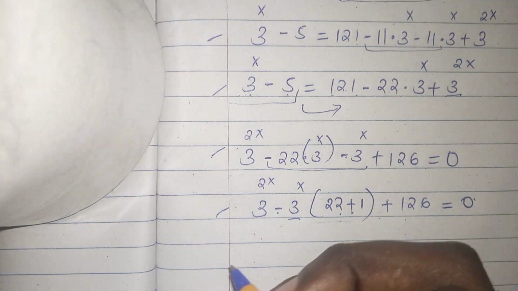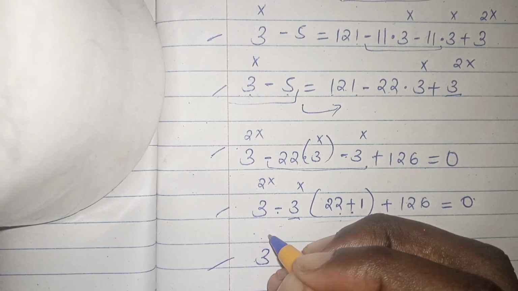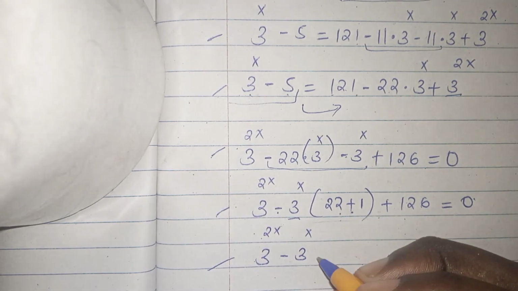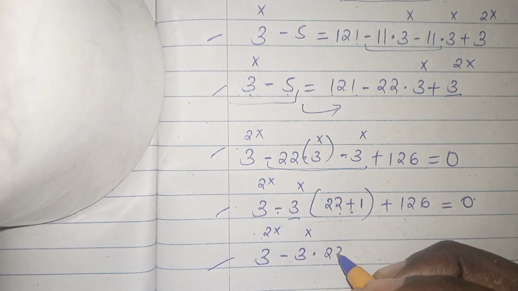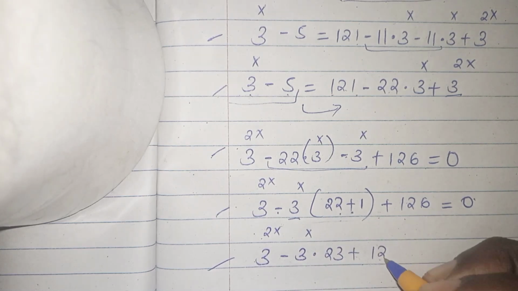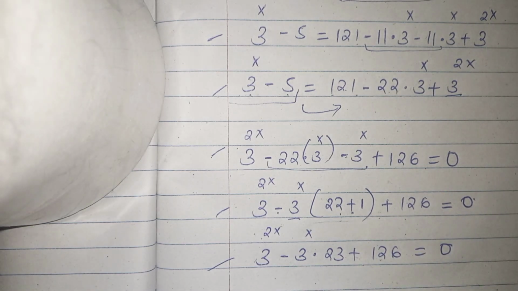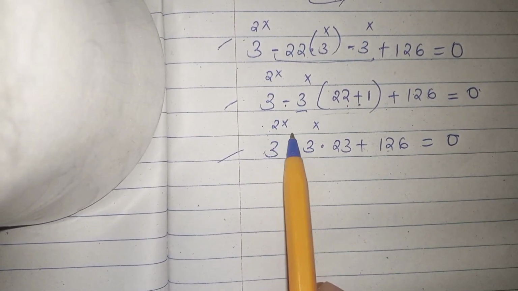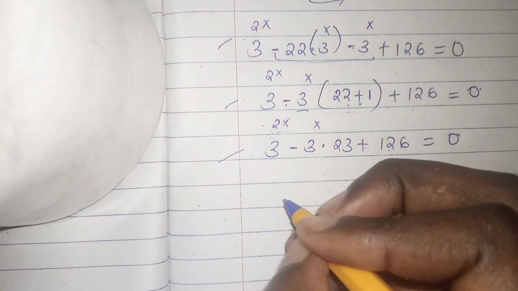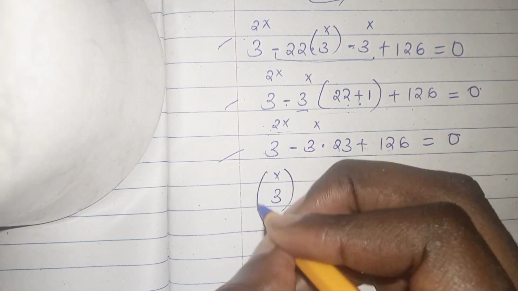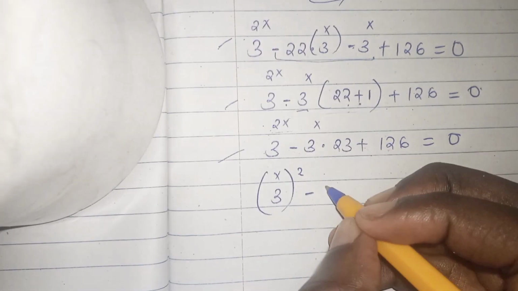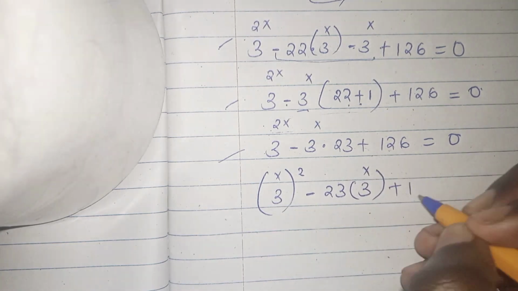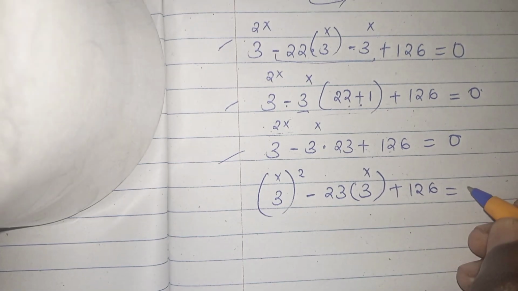Okay, so in our next step, 3^(2x) minus 3^x times this becomes 23, plus 126 equals 0, right? So in our next step, according to one rule of indices, we are going to interchange this exponent. Therefore, (3^x)^2 minus 23 into 3^x plus 126 equals 0.